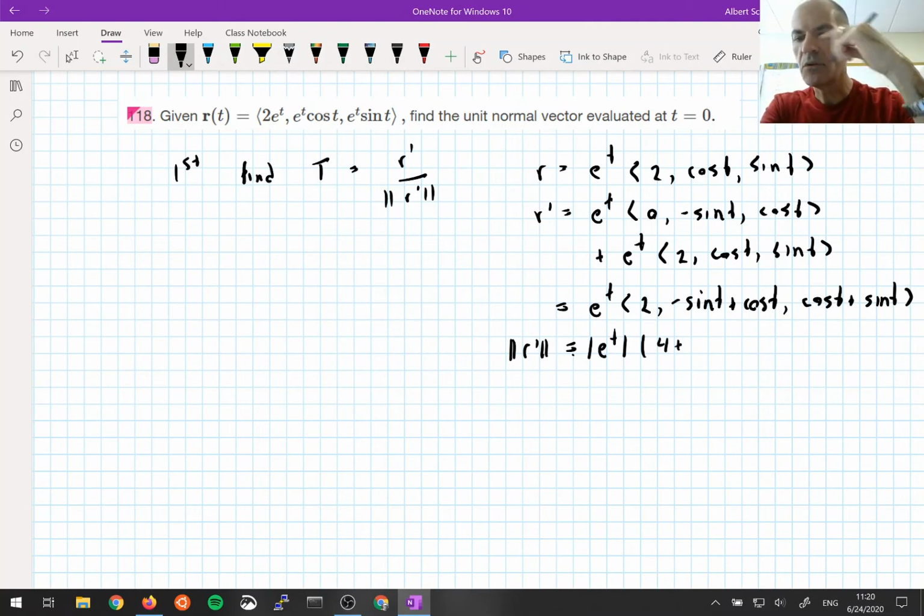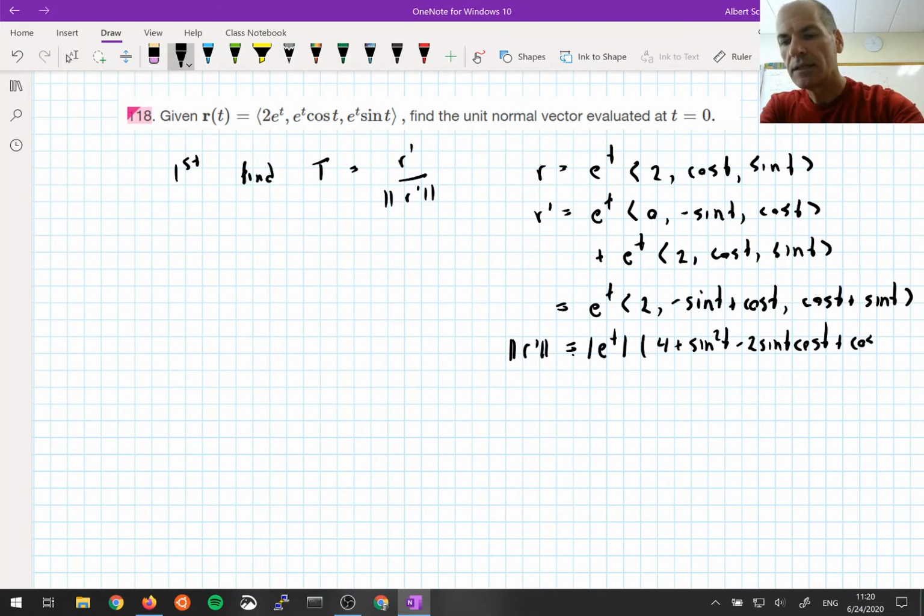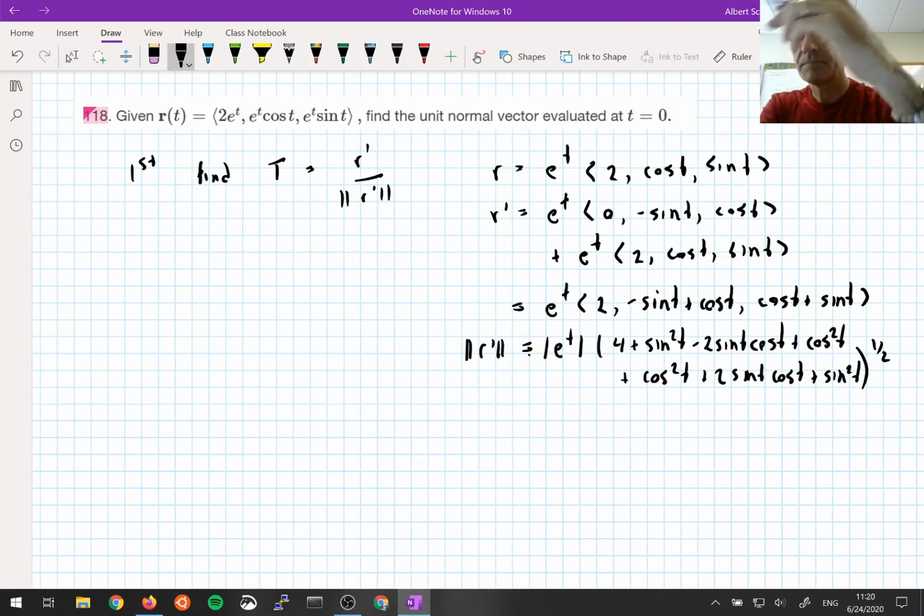plus, gotta kind of multiply it out here, sine squared t minus 2 sine t cosine t plus cosine squared t. That's what I get by multiplying out the middle, or the j component. And now let's multiply out the z component. That's cosine squared t plus 2 sine t cosine t plus sine squared t. And all of that is square root.